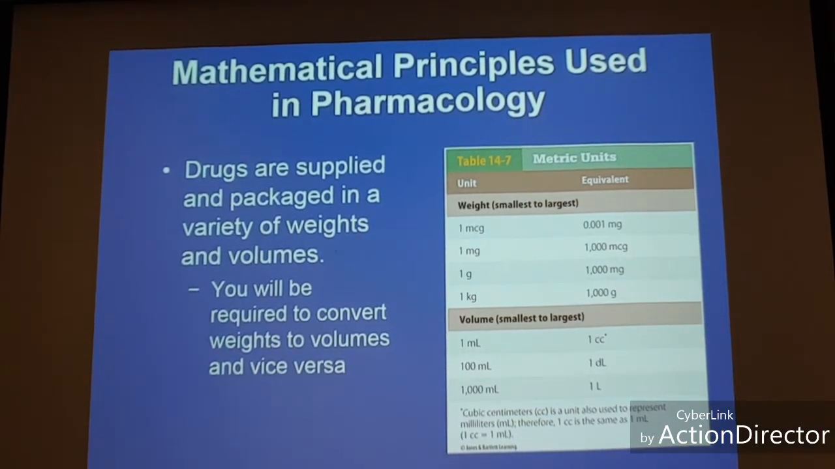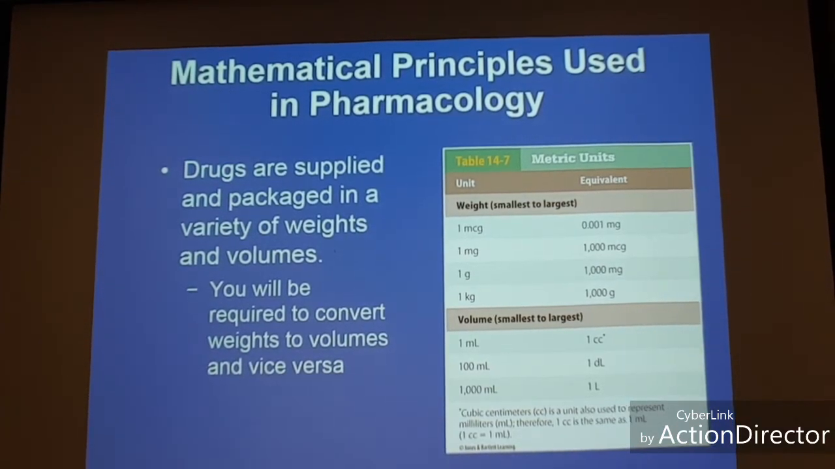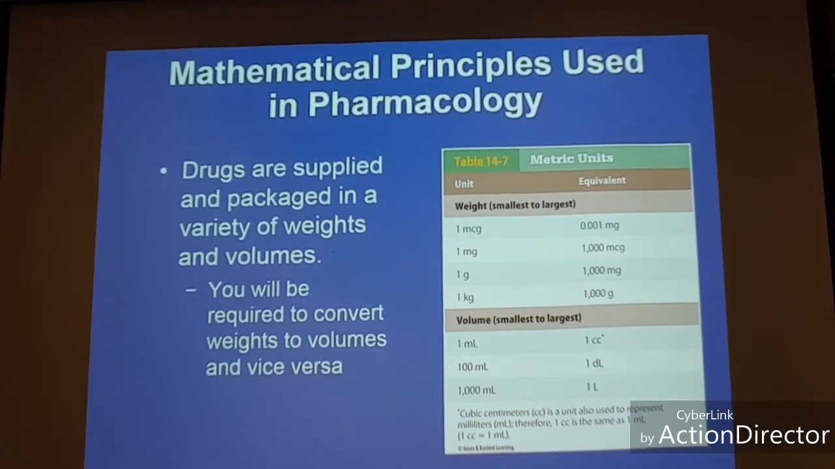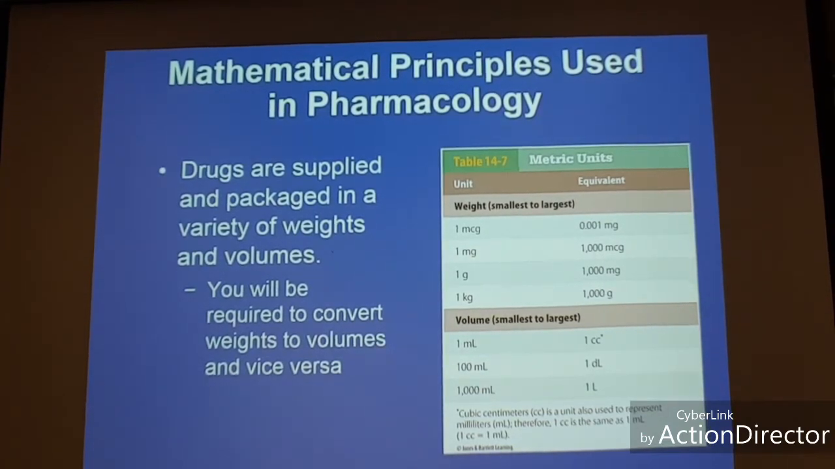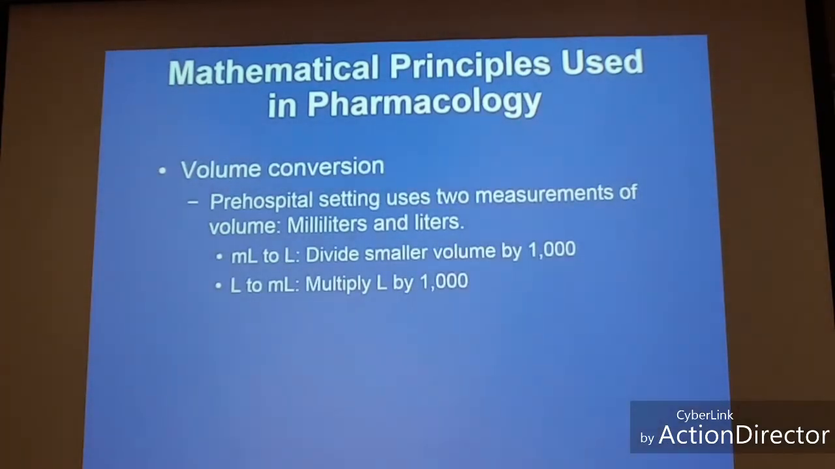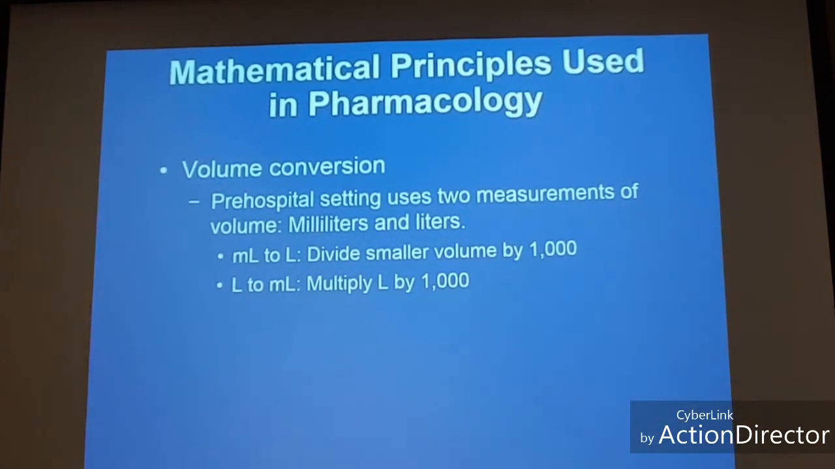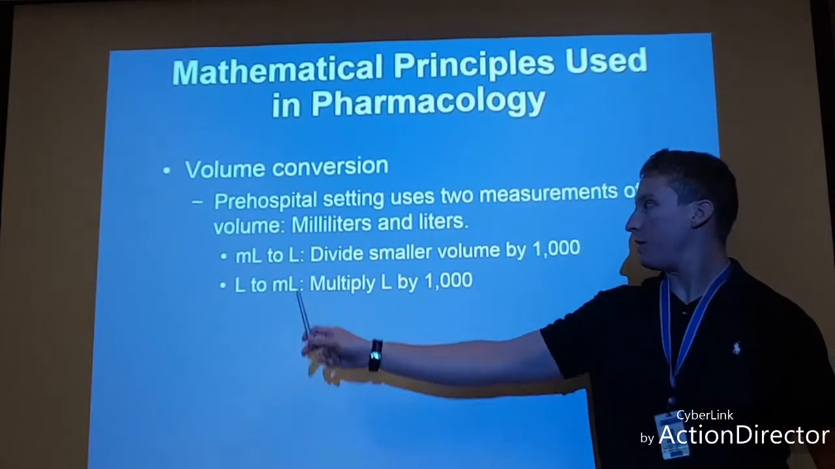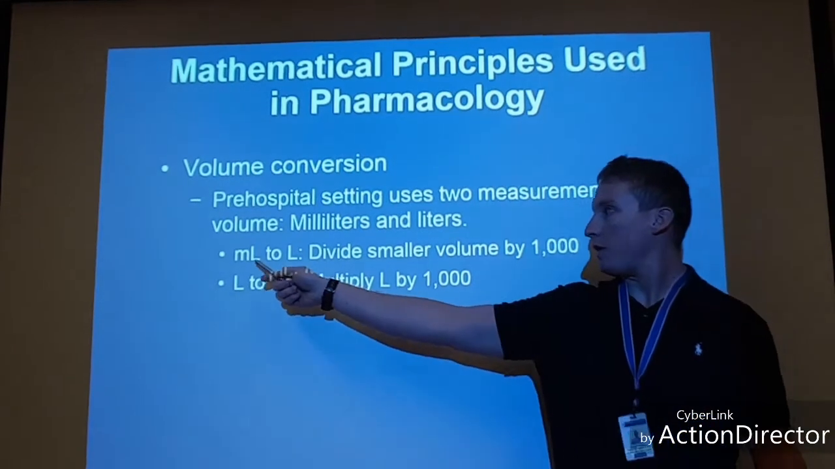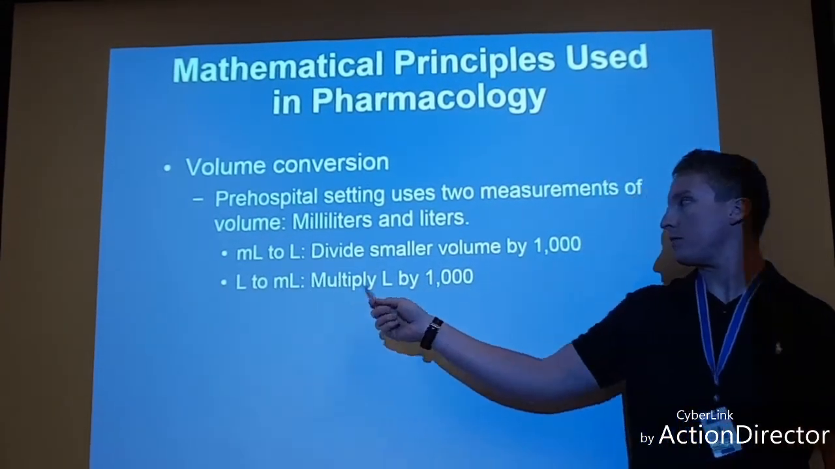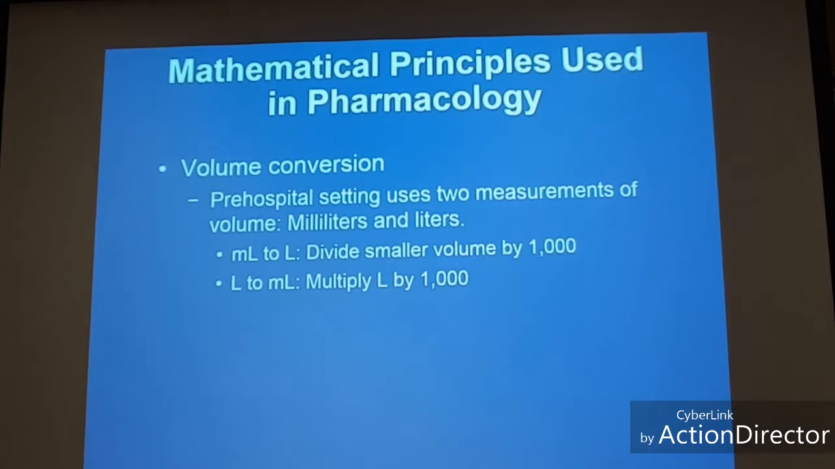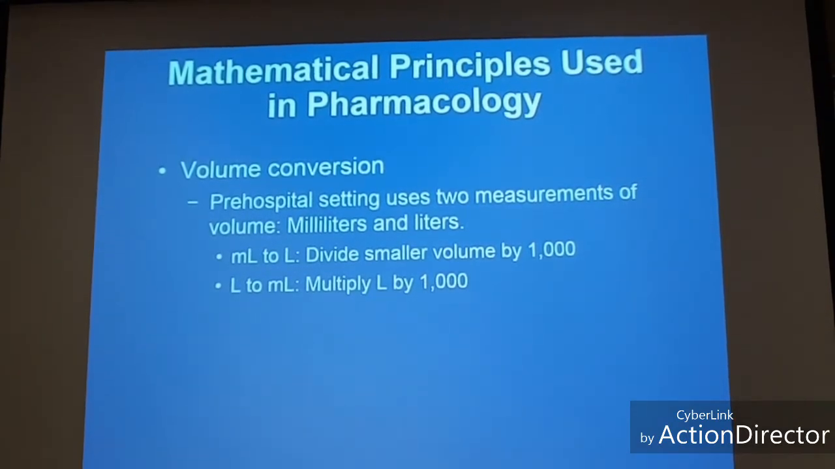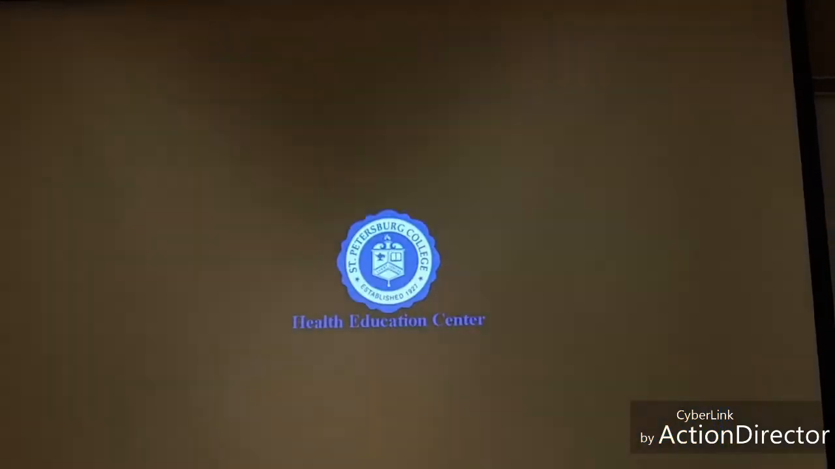Okay. Let's see what else is right here. Drugs are packaged in a variety of weights and volumes. All right. And then volume. Here's how we do the volume. So if you're at something small and you want to go to something big, we need to take the liters into mLs, and here's the formula. So we're going large to small, we multiply by 1,000, and going small to large, we divide by 1,000. So I'm going to show you all how to do that.